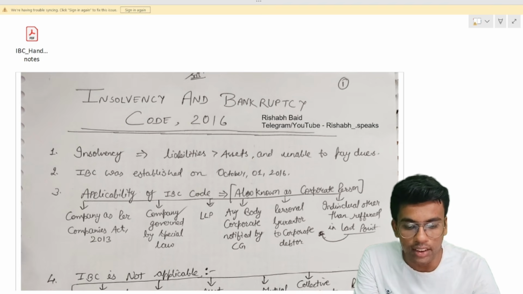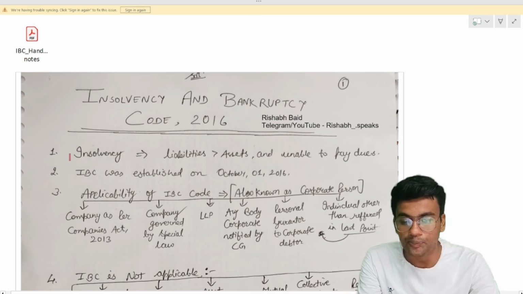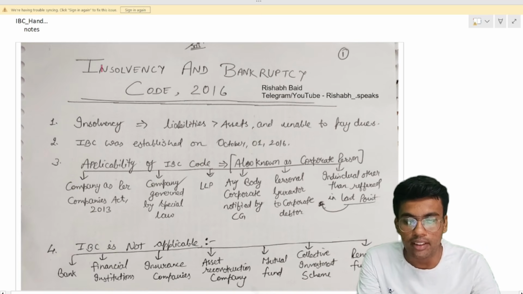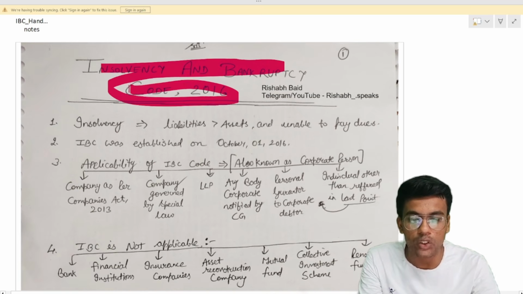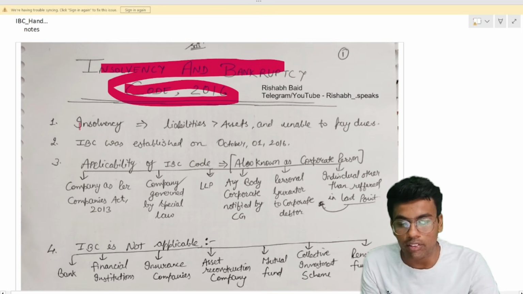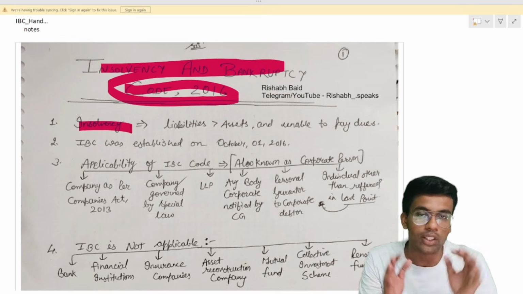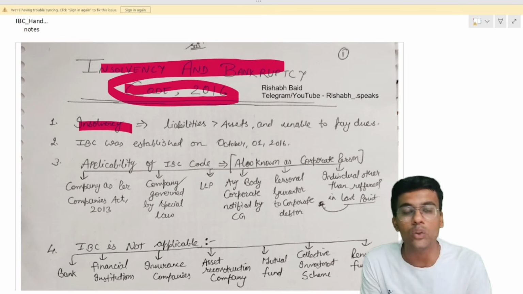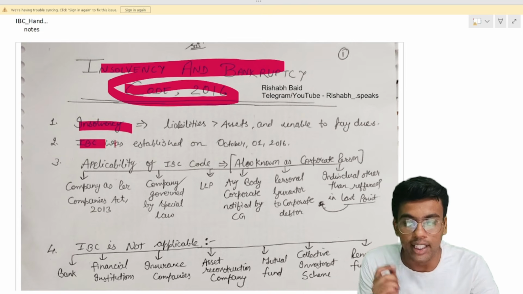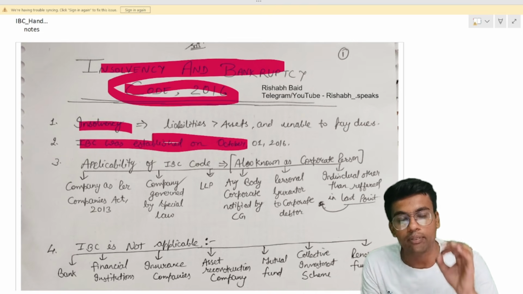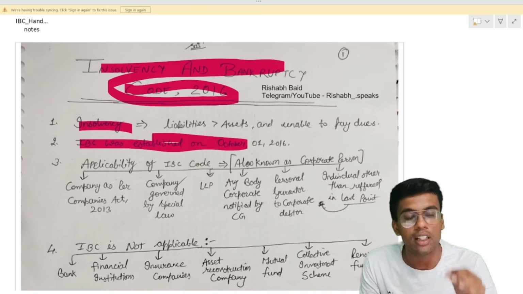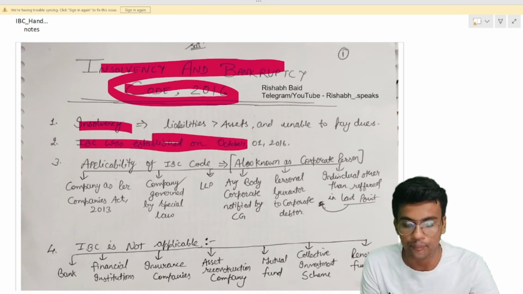Now let us start with the IBC. IBC stands for Insolvency and Bankruptcy Code 2016. So what does insolvency mean? Insolvency means a situation when your liabilities are more than your assets and you are unable to repay your liabilities. Such a situation is called insolvency. IBC was established on October 1, 2016.